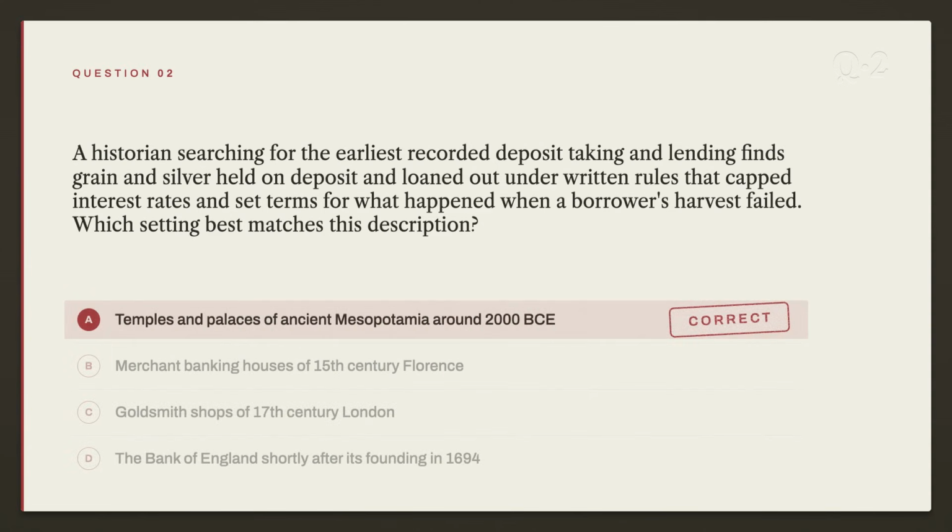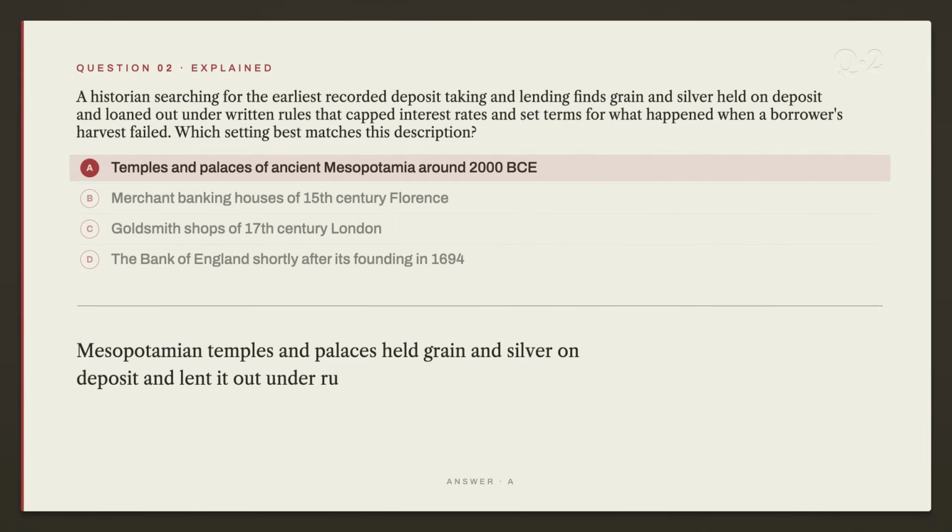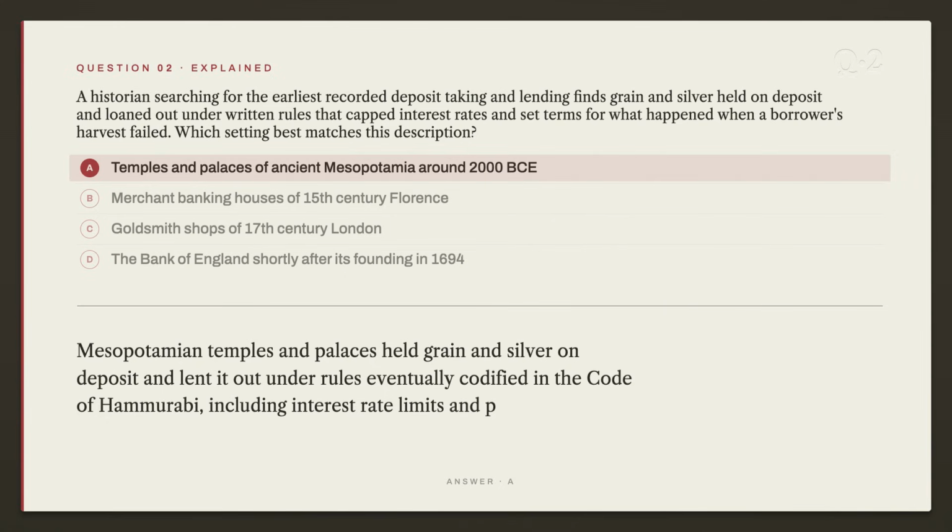The correct answer is A. Temples and palaces of ancient Mesopotamia around 2000 BCE. A is correct because Mesopotamian temples and palaces held grain and silver on deposit and lent it out under rules eventually codified in the Code of Hammurabi, including interest rate limits and provisions for failed harvests. That combination of deposits, lending, and codified terms is the earliest banking-like activity in the historical record. Nothing there resembled a modern bank, but the core functions already existed.